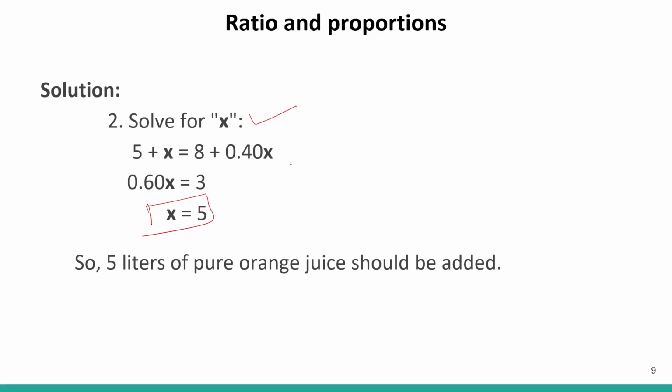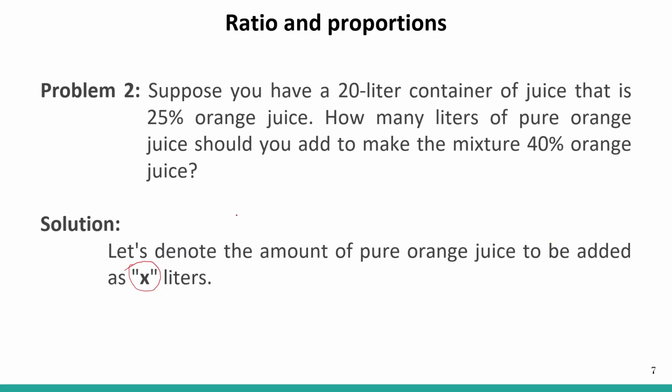As we solve for x, we have now arrived at a conclusion: what is the number of liters of more pure orange juice to be added so that the orange juice concentration becomes 40% of the total volume. As you can see, if you have a 20 liter container of juice that is 25% orange juice, you need only 5 more liters of pure orange juice. That is what we need to add to make the mixture 40% orange juice. The concentration will become 40%.